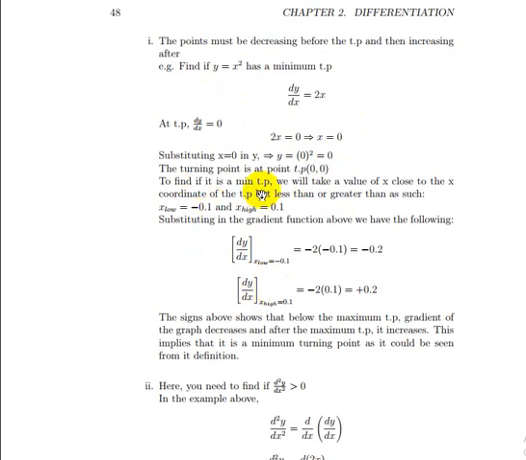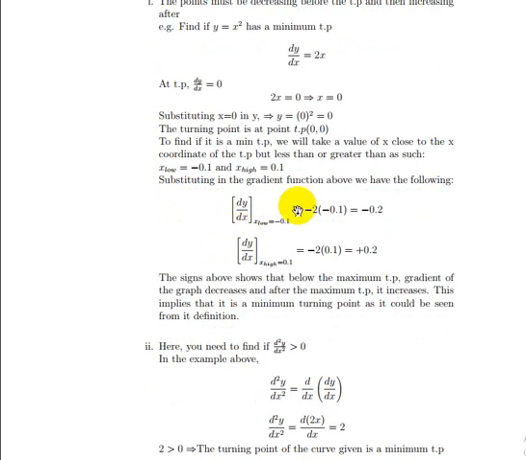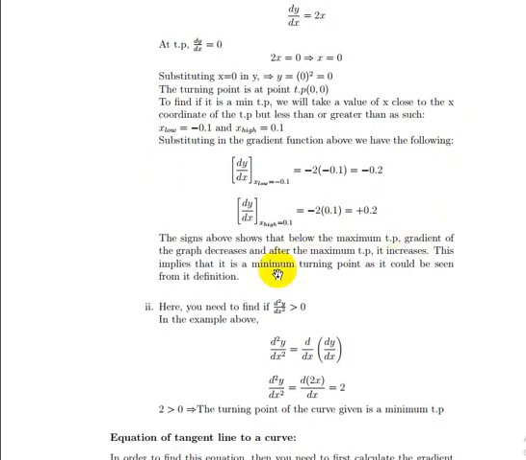Now I'm going to take a value which is lower than the 0 coordinate of the turning point, and a value greater than the 0 coordinate of the turning point, and find how the gradient changes. I see that before the turning point it is decreasing, so the steepness is negative, and after the turning point, when I substitute the value in the gradient function, I get a positive. It is increasing, so this shows me that it's a minimum turning point.